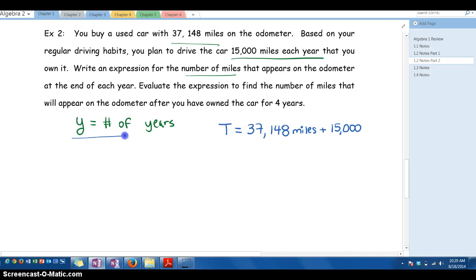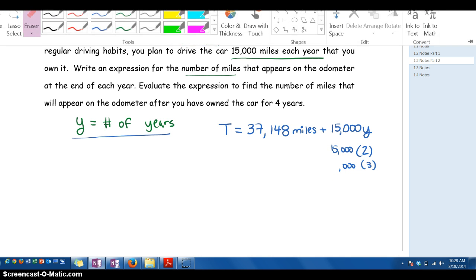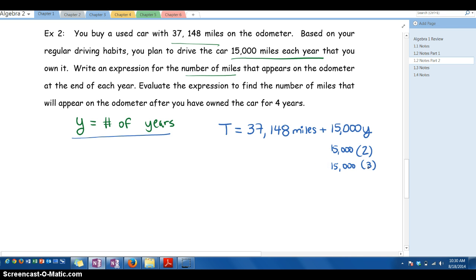So since y is my number of years, I'm going to place y, because if it's 1 year, it's 15,000. If it's 2 years, right, if it's 2, then that should mean 30,000. And if it's 3 years, it should mean 45,000. Okay? So, sorry, didn't mean to confuse you there, but just wanted to make sure you see it. So it'll be 3 times 15,000, and that should be 45,000. So it increases as you own this vehicle more and more each year. All right. So that is our expression that they wanted from us.